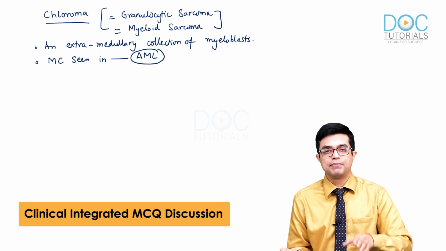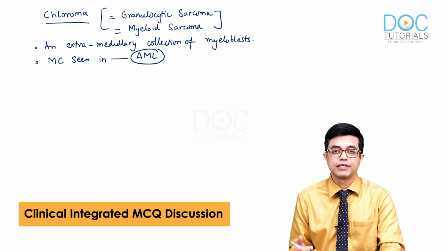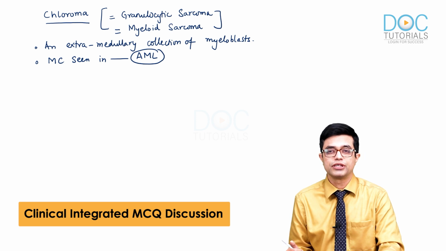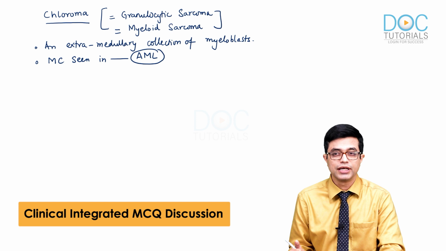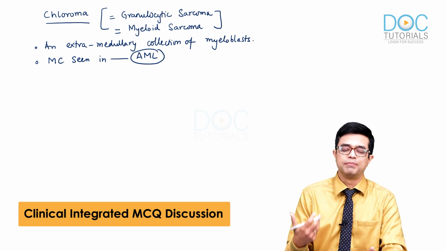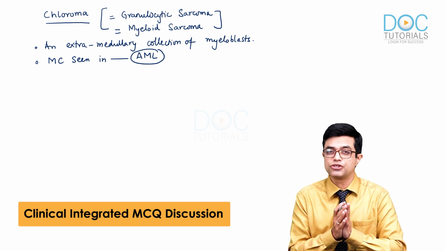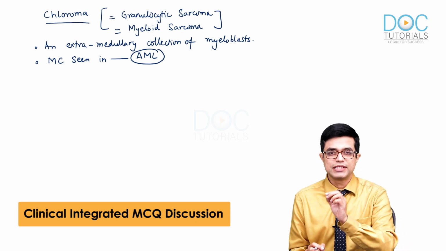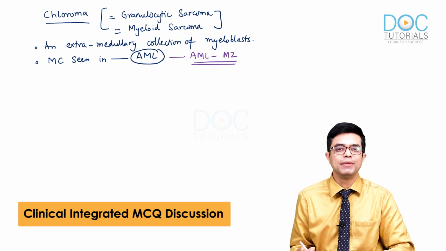Although FAB classification is no longer mentioned in Harrison, still in pediatrics FAB classification, that is French American British classification, is asked. You are supposed to remember. The latest OP Ghai also talks about it, and pediatric oncologists still ask about FAB classification. There is an M0 to M7 classification, and chloromas are classically seen in the AML M2 variant. So they are most commonly seen in AML M2.